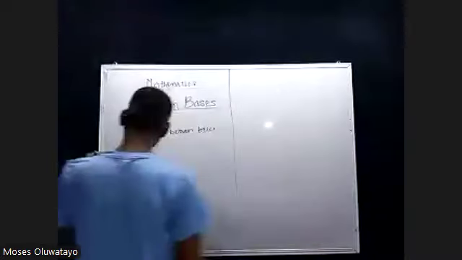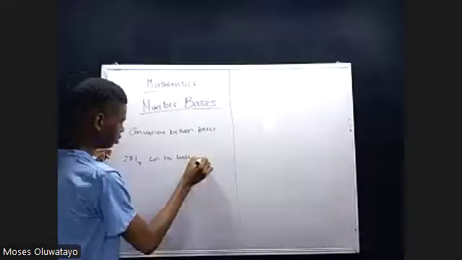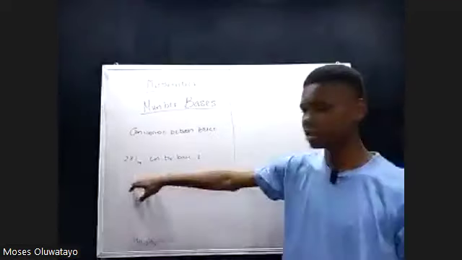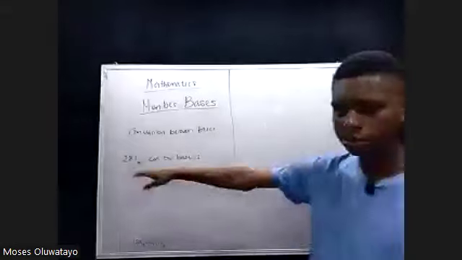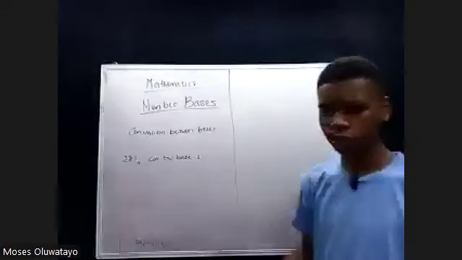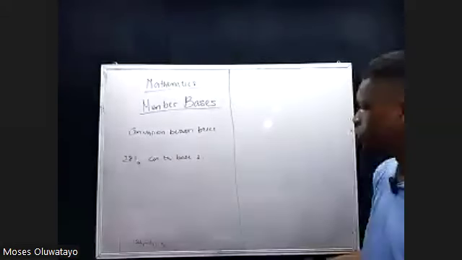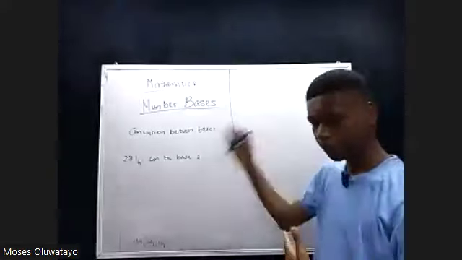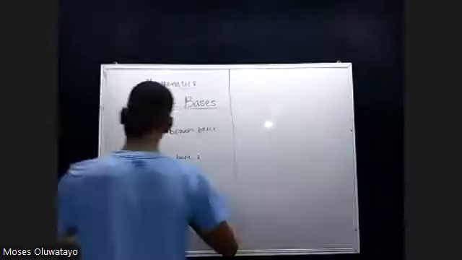So let's say 281. I want to convert 281 in base 9 to base 3. So what am I going to do? The first thing, like I said, is I'll convert to base 10. And after converting to base 10, I'll move over to converting to base 3. All right, so how do I go about that?